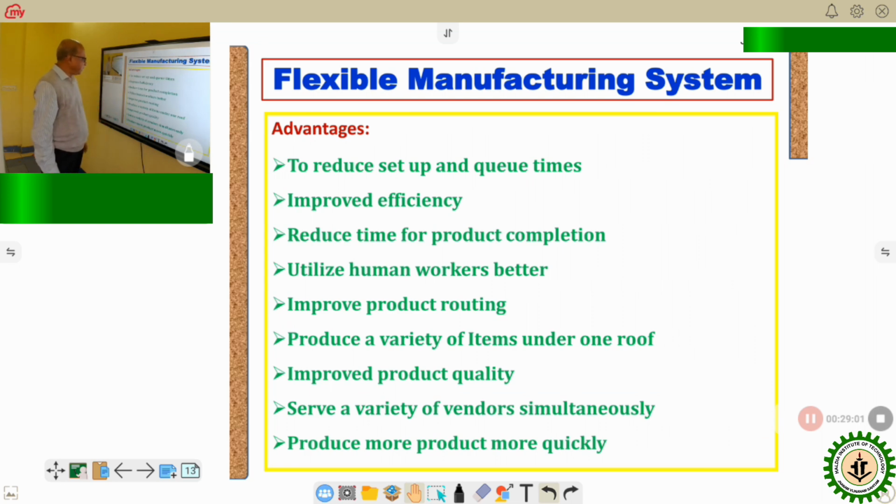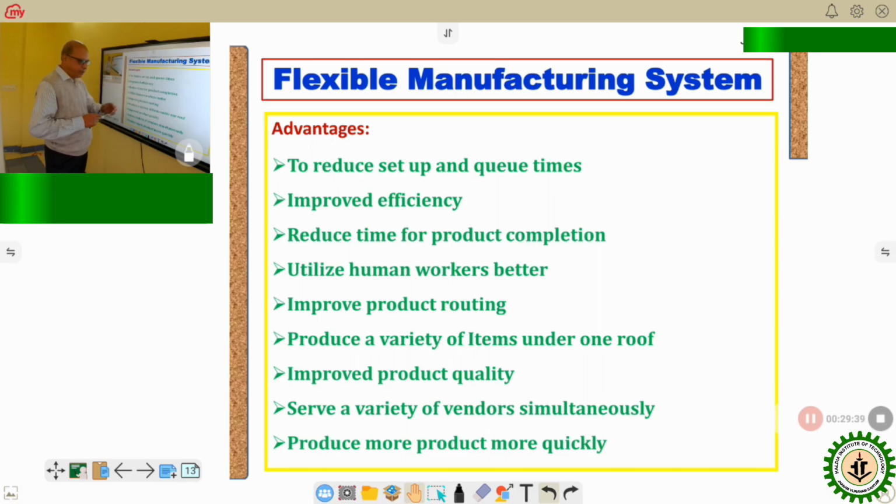Finally, the last slide covers the potential advantages we can achieve. Reduce setup and queue times, which means waiting time must be much less. Improved efficiency, because the time taken by the system is very little, and due to improvement in consistency, quality and reduction in scrap, we can have a much higher output. Reduce time for product completion. That means the entire cycle time will become very small, so substantial time can be reduced. That is the main motto.